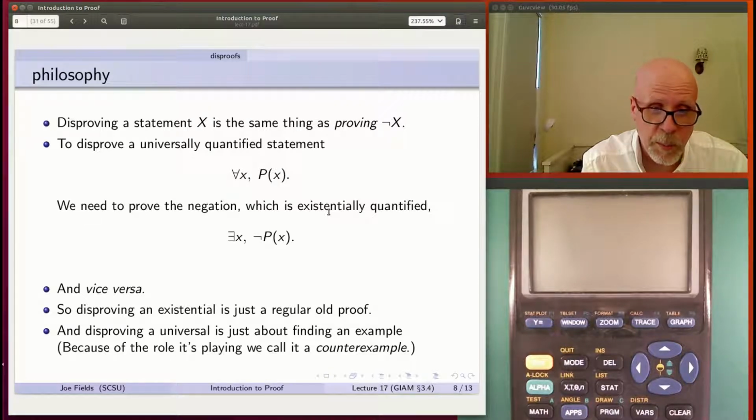Just the role the thing is playing in this process is a little unusual. It's not truly an example. It's an example of the thing not being true. So it's called a counterexample, a word that I've already used freely in here, and I think people are familiar with. Just, I don't know, beating a dead horse, I suppose.